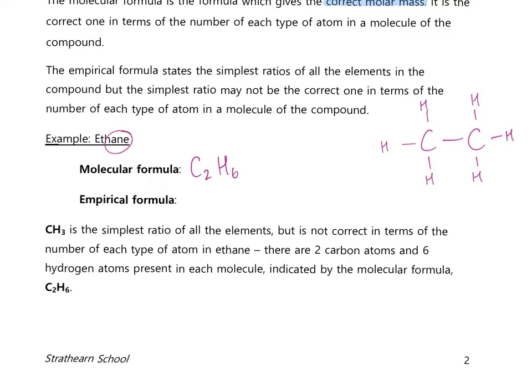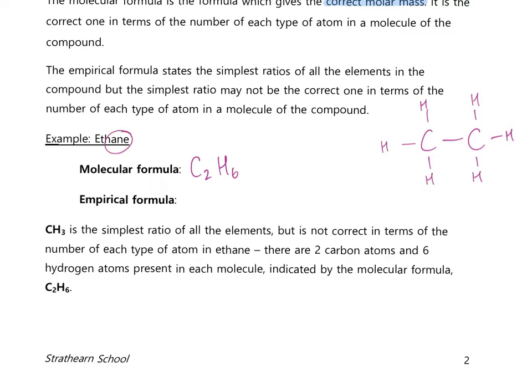The molecular formula is the formula that gives us the actual number of atoms within the molecule. But what about the empirical formula then? Well, the empirical formula, remember, is the simplest ratio. So what I need to do is look at my number of atoms and think, is there a number I could divide each of those numbers by to get a simpler ratio?